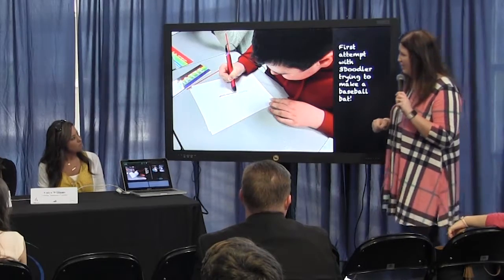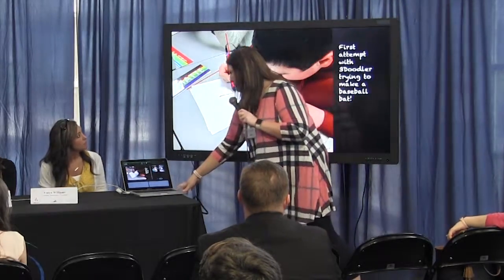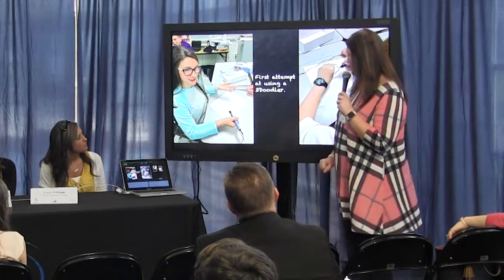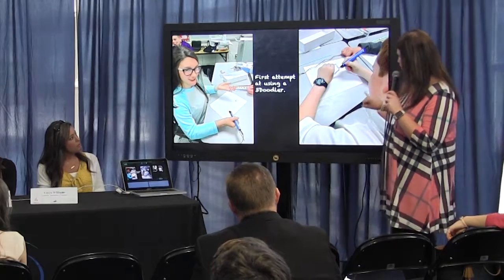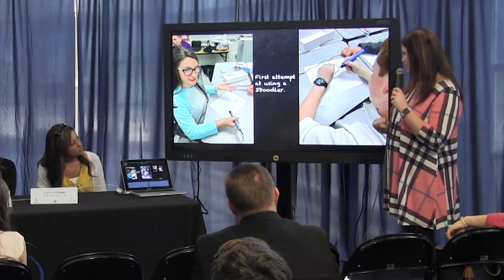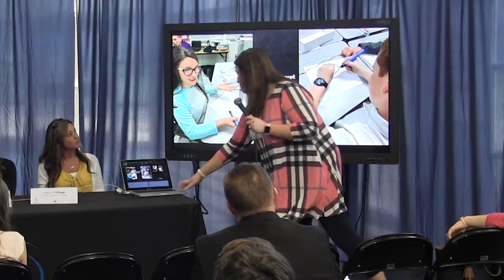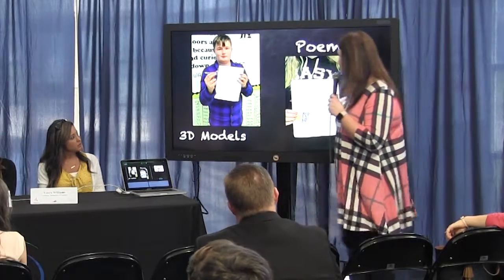So I've got some pictures. This little boy was trying to make a bat, and this little girl, I don't know if you can see, she's made a cross here in her hand, and she ended up making a necklace. And then here we have one, he's kind of holding it and using it to make a box.